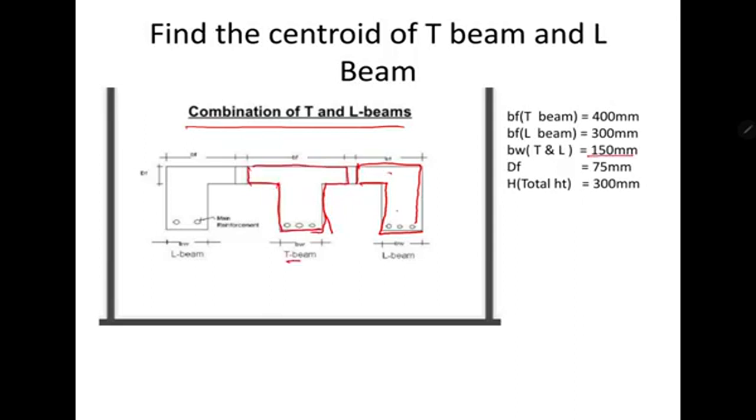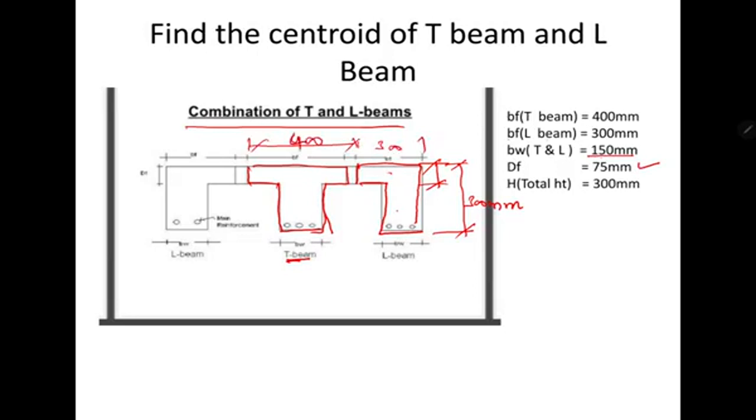Width of the web they have given is 150 mm. Depth of the flange for both is 75 mm. Then, if they have given the total height, you can find out the depth of the web. The total height they have given is 300 mm. So the width of the L beam is 300 mm. This is 300 and this is 400.